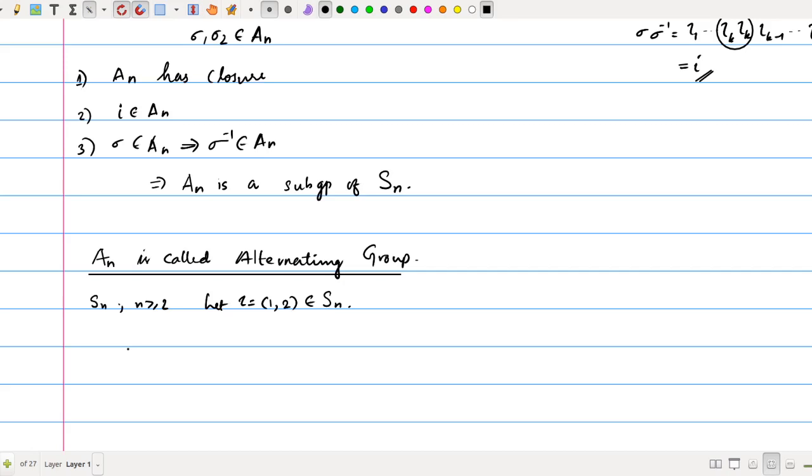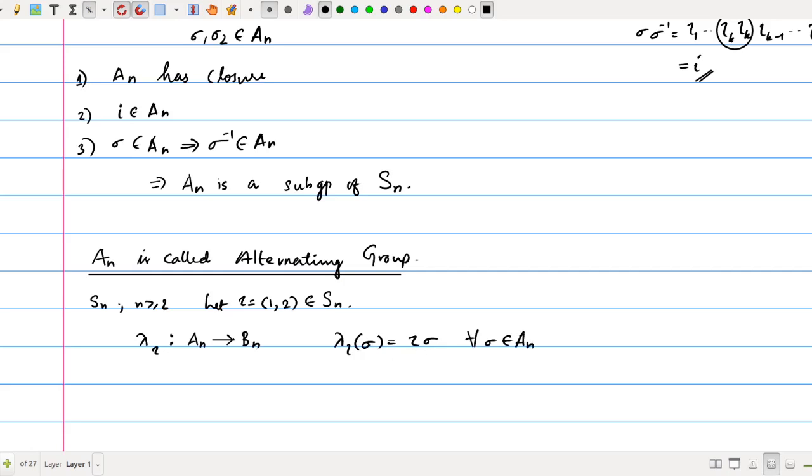Now we define a map from An to Bn, say λ_τ. So this λ depends on this τ. If you fix any odd permutation, or any one transposition, you can write this map. λ_τ is a map from An to Bn. It is defined by λ_τ(σ), where σ is an element of An, which is equal to τσ. This is the definition of the map for all σ belonging to An.